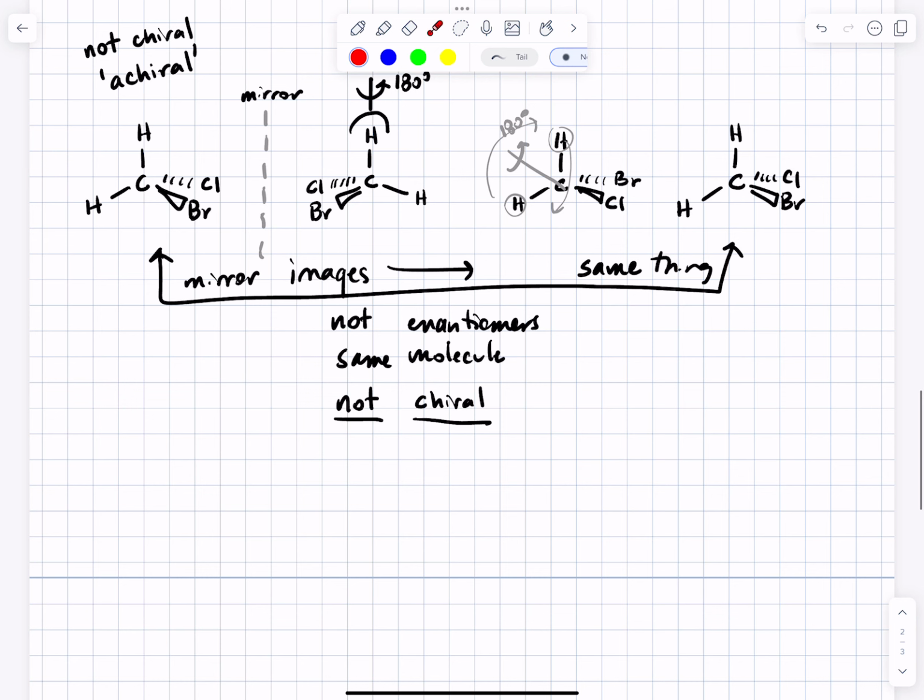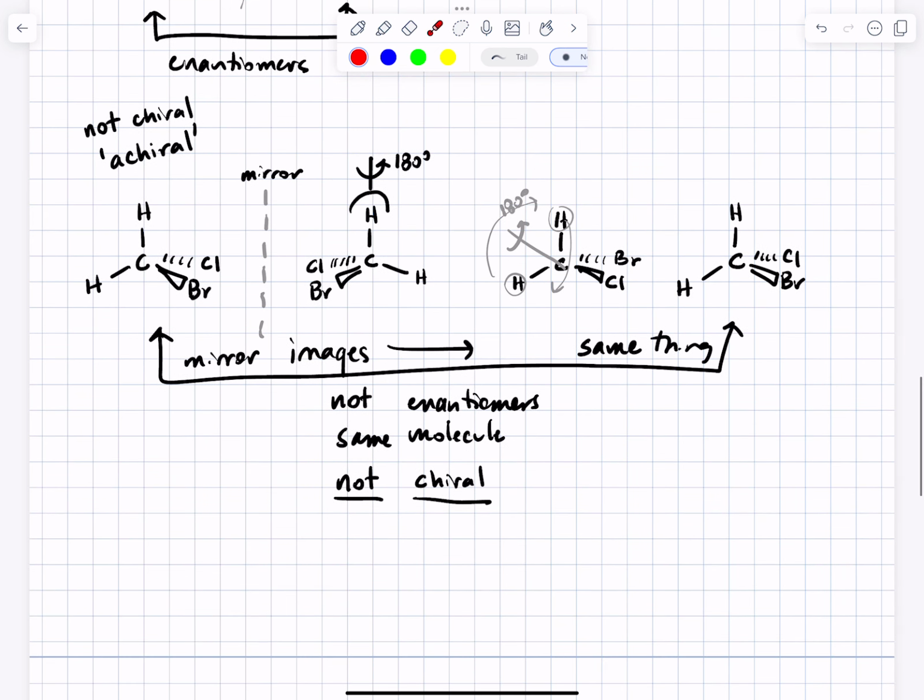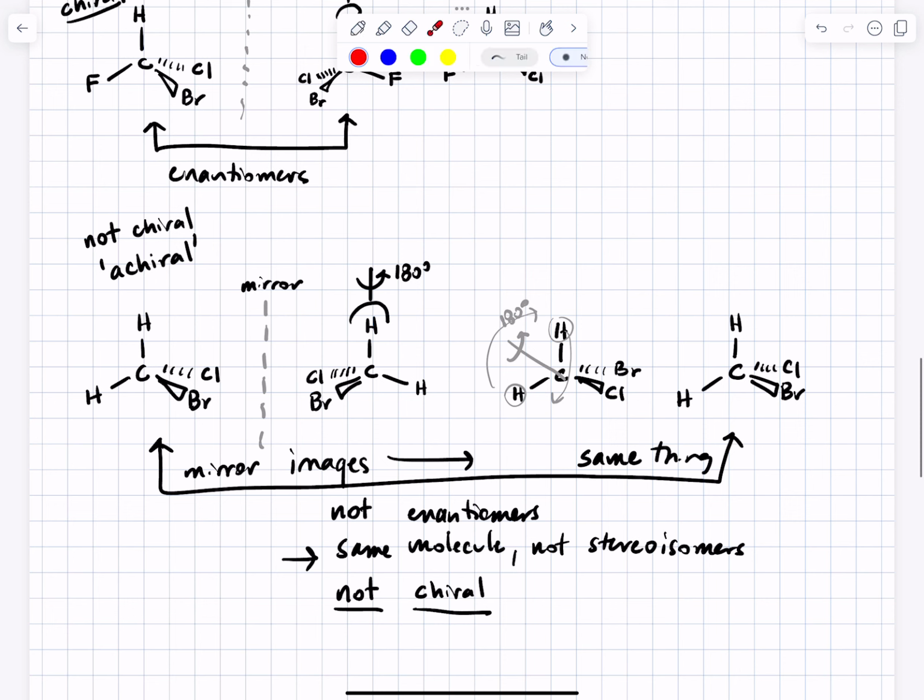We said that they are not enantiomers. Does that mean it's a diastereomer? No, they are not even stereoisomers because they are the same molecule. It's a good question. The question was, we just concluded that these two that we drew are not enantiomers. Does that mean they're diastereomers? No. You can only be a stereoisomer if you're not the same. And these two are exactly the same.